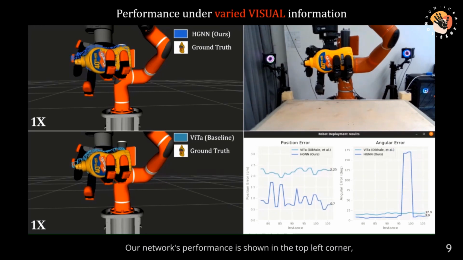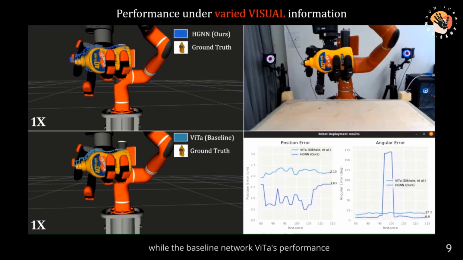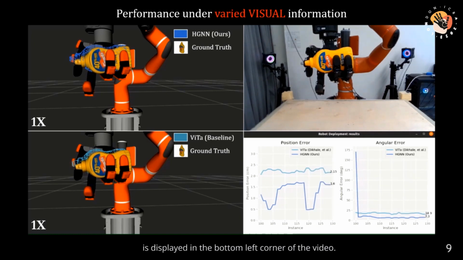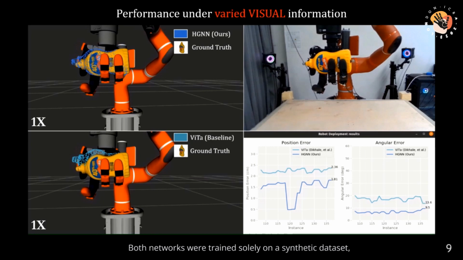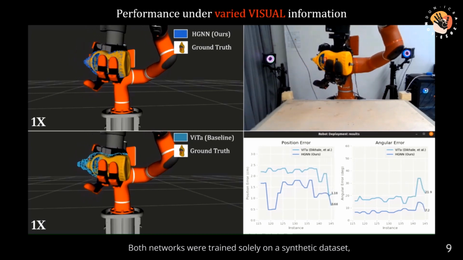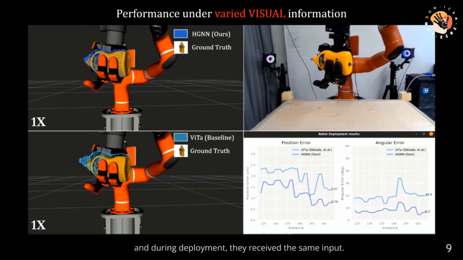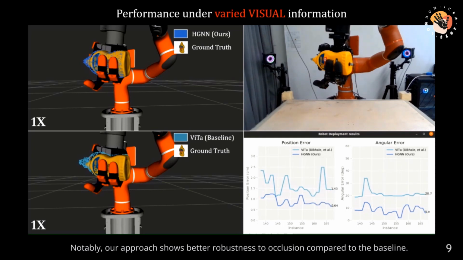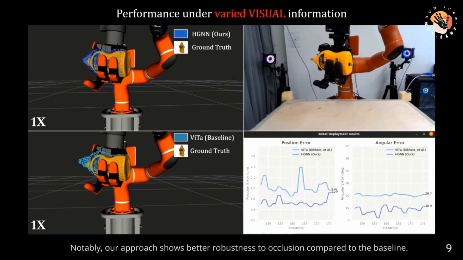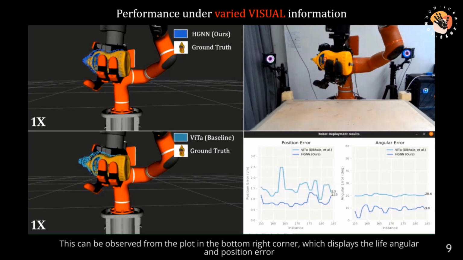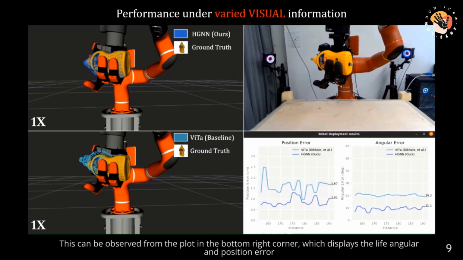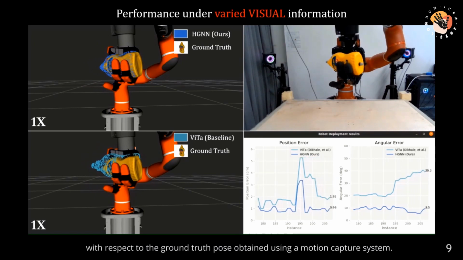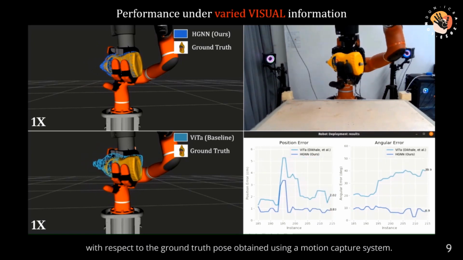Our network's performance is shown in the top left corner, while the baseline network VITA's performance is displayed in the bottom left corner of the video. Both networks were trained solely on a synthetic dataset, and during deployment, they received the same input. Notably, our approach shows better robustness to occlusion compared to the baseline. This can be observed from the plot in the bottom right corner, which displays the live angular and position error with respect to the ground truth pose, obtained using a motion capture system.